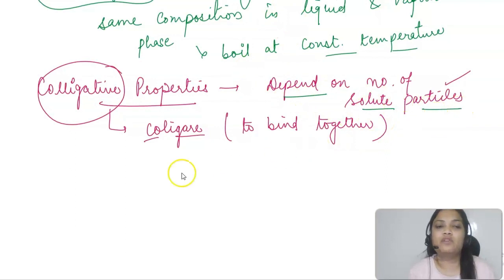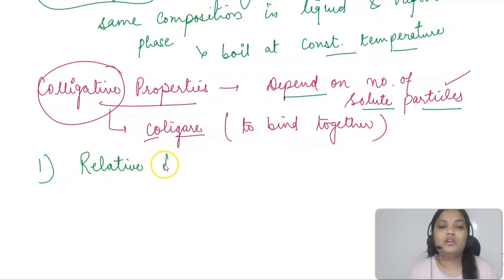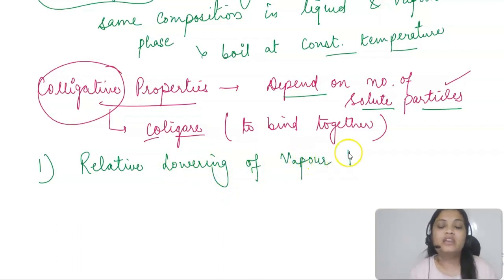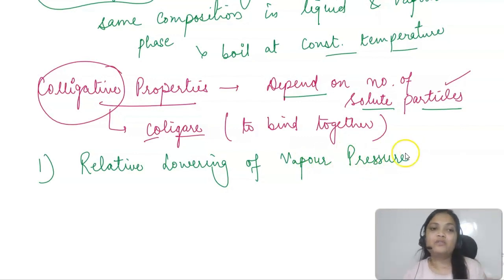It depends on the number of solute particles. So the very first colligative property we are going to discuss is the relative lowering of vapor pressure. Lowering of vapor pressure we have already discussed, right? Whenever a non-volatile solute is added to a volatile solvent, the vapor pressure reduces. So we are going to discuss the relative lowering of vapor pressure.